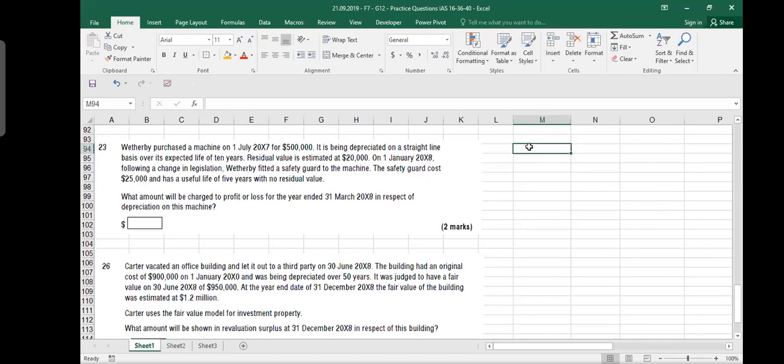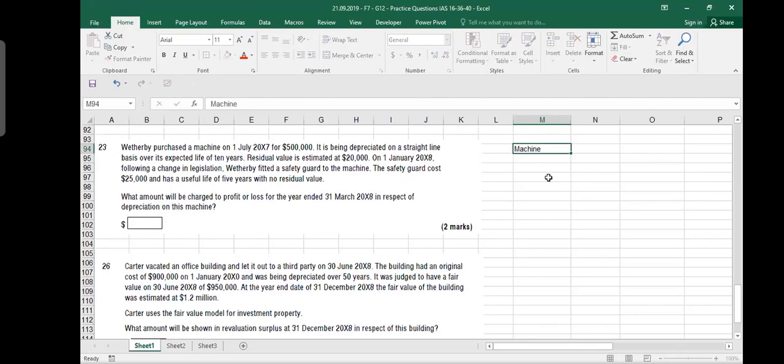Okay. So number 23, please read it and we will do it. Number 23 says: Whether buys a machine on 1st July 2007 for $500,000, which is being depreciated on a straight line basis over its expected life of 10 years. Residual value is estimated at $20,000. On 1st January 2008, following a change in legislation, Whether fitted a safety guard to the machine. The safety guard cost $25,000 and has a useful life of 5 years with no residual value. Question: what amount will be charged to profit and loss for the year ended 31st March 2008 in respect of depreciation on this machine? So we have to calculate the depreciation.